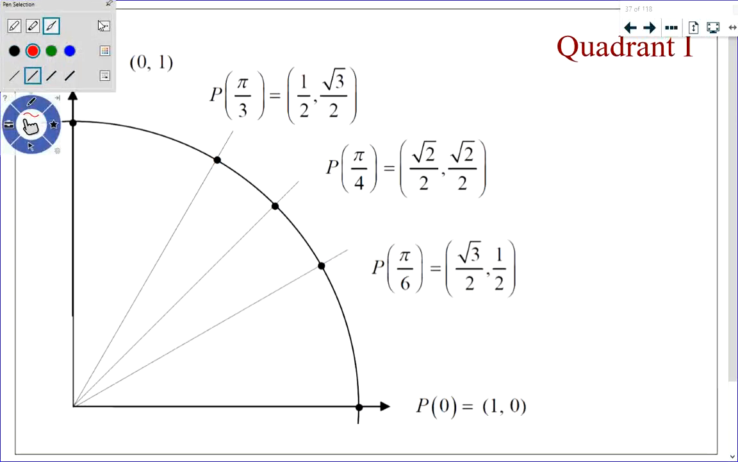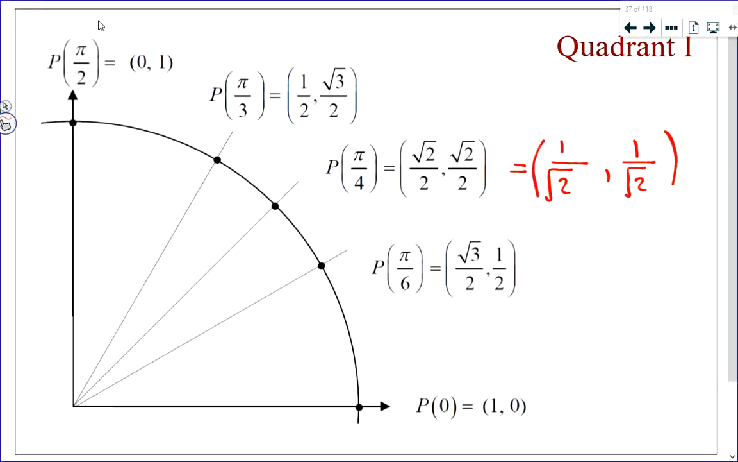I want to be cautious here because this could also be written as 1 over √2, 1 over √2, and students often ask, well, which one is preferable? And the answer is neither one. On the one hand, I would prefer √2 over 2 because it's rationalized, but on the other hand, 1 over √2 seems simpler. It depends on the situation, but they're both valid.